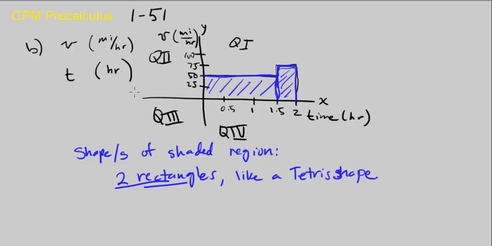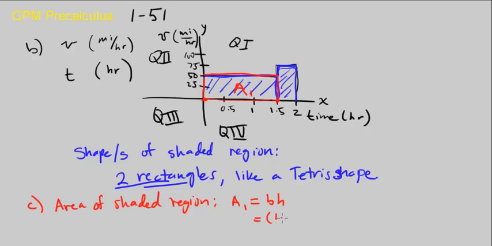So what is the area of the shaded region? That's part C. Well, we know the area of a rectangle. Let's look at this first rectangle right here. I'll call this A1, because we have to find the area of two of these and add them. For any rectangle, the area is base times height. The base goes from 0 to 1.5, so that base is 1.5, and the height is 50. So the area of the first rectangle is 1.5 times 50. You use a calculator, it's just 75.